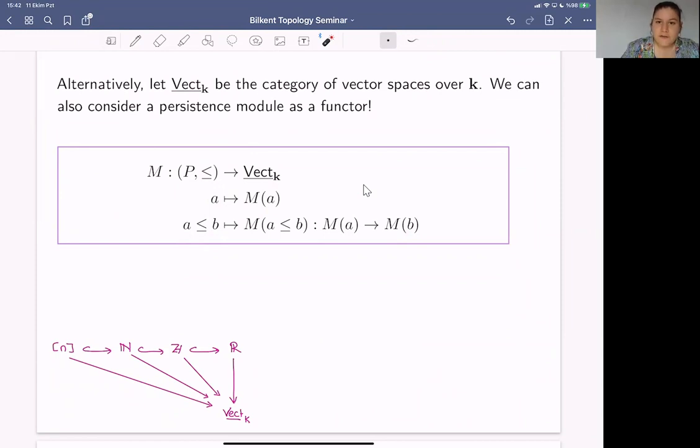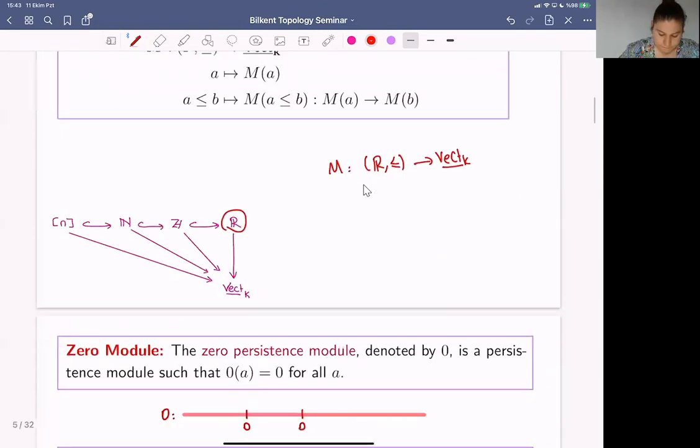So in general, when we say M is a persistence module, we always consider M from the poset category R to Vect, because any poset can be considered as a poset on R. So you can see the diagram. From now on, unless stated otherwise, when we say M is a persistence module, we consider it a functor from the poset category R to the category of vector spaces.